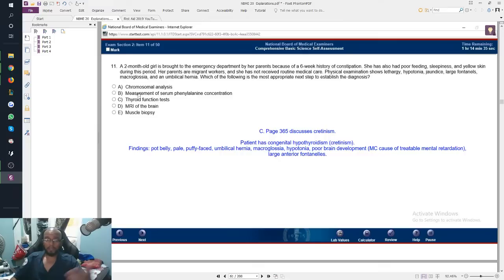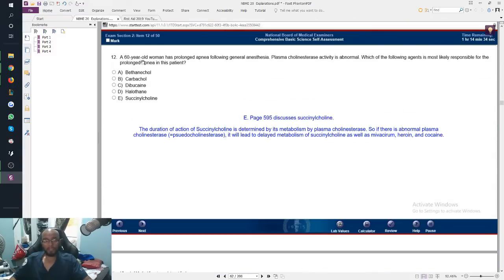So thank God that Step 1 and NBME are all multiple choice tests. When you see an answer choice that seems plausible, it helps you consider more possibilities. Right? Each one of these helps you consider a possibility. Like muscle biopsy would help you consider things like McArdle and those glycogen storage diseases. This is not a glycogen storage disorder at all, so you wouldn't pick that. MRI of the brain really doesn't seem necessary for this baby. Measurement of serum phenylalanine concentration was one of the biochemistry disorders, and this isn't that either, so you're done.